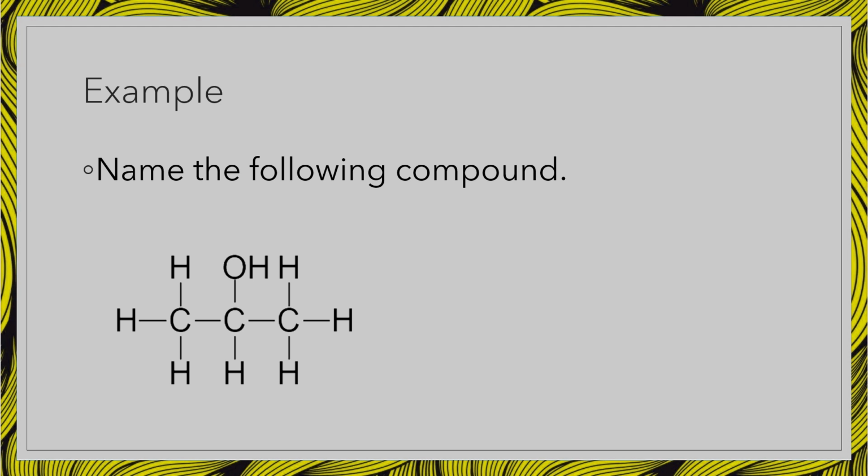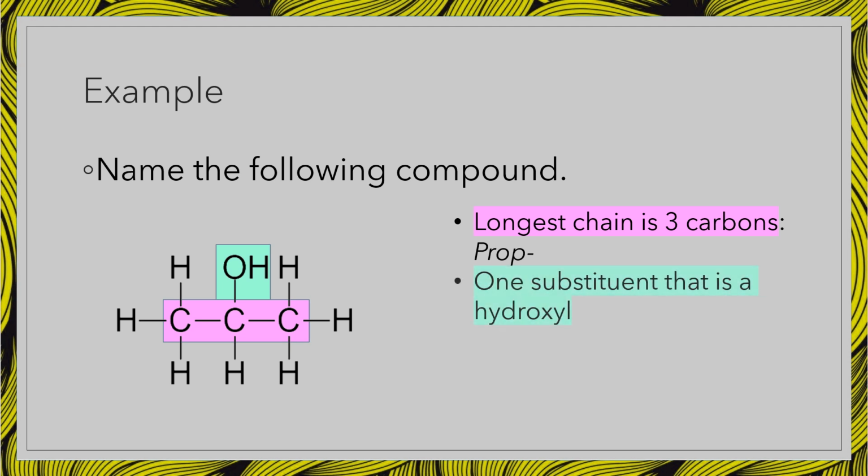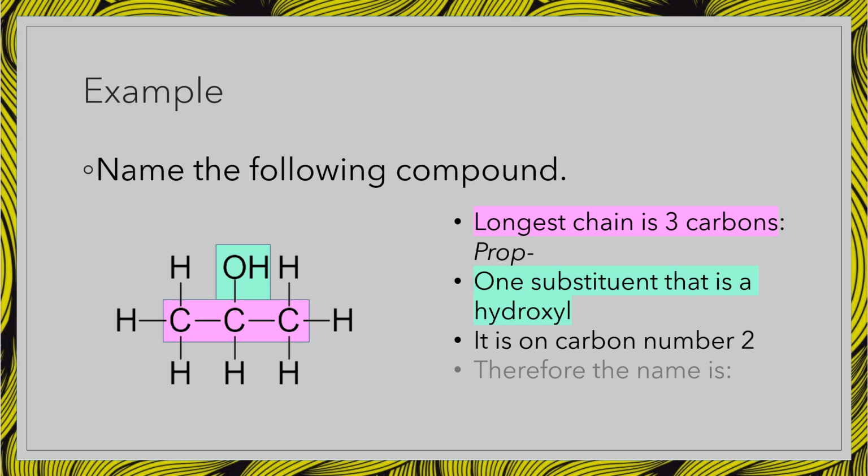Now, let's name this compound. We do the same thing. We find the longest chain that contains the OH. Okay, so we can see there's an OH there. The longest chain that has the OH in this case is 3, and the OH is right in the middle. So longest chain is 3, so it's a prop. One substituent that is a hydroxyl group, so it's going to be an -ol. It's on carbon number 2. So the name is propane 2-ol.